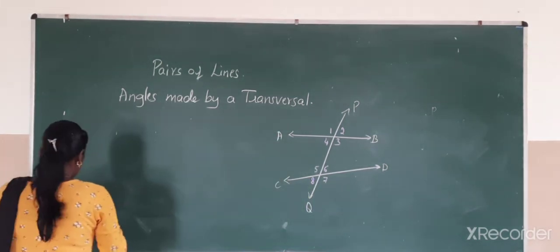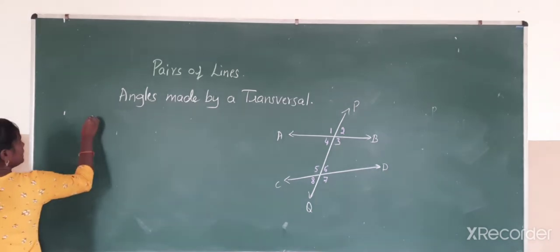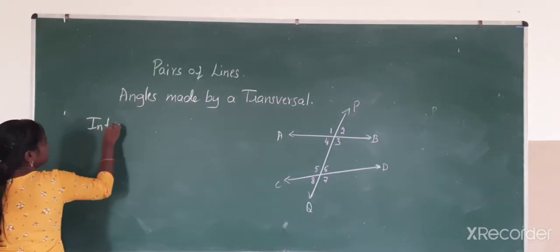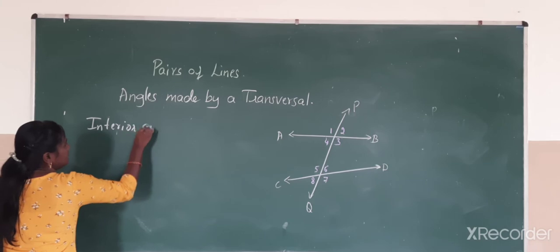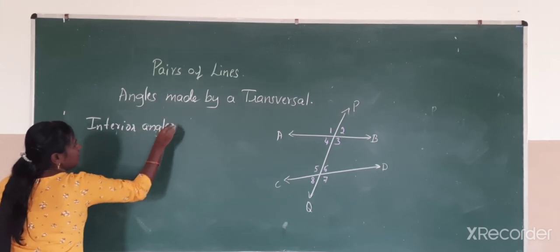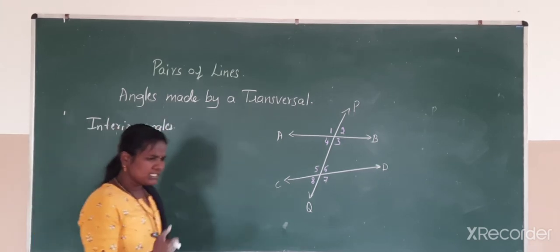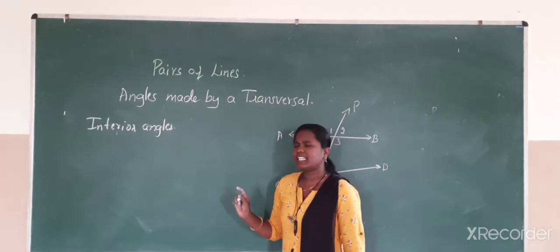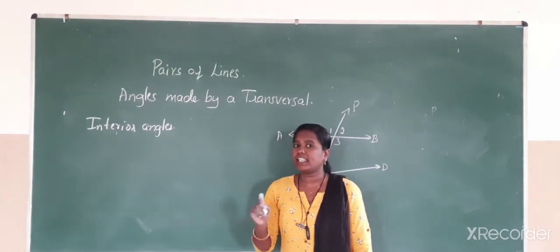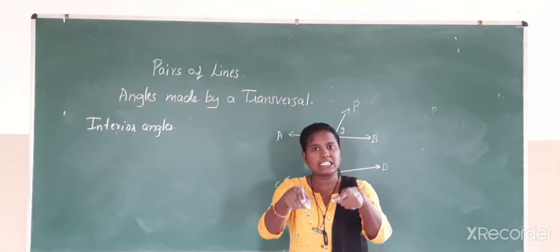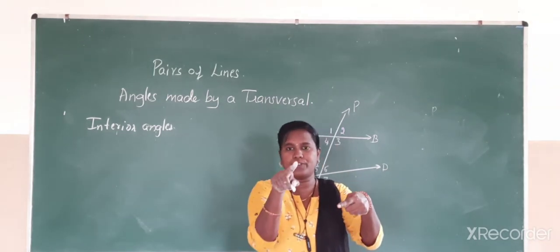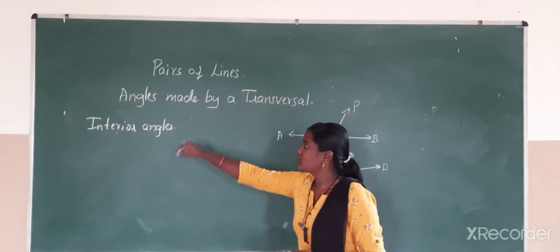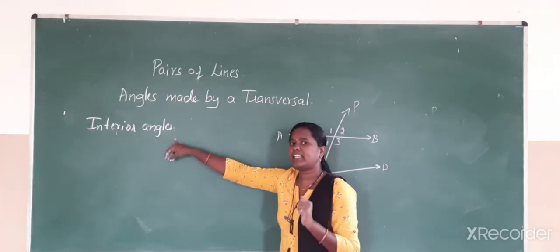So the first one is what? Interior angles. What are these interior angles? Have you heard the word interior angles anywhere? Interior means inside. Inside the closed figure, angles will be there. Those are called as interior angles.